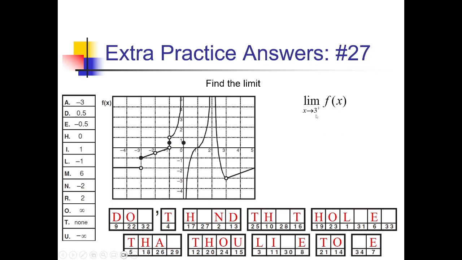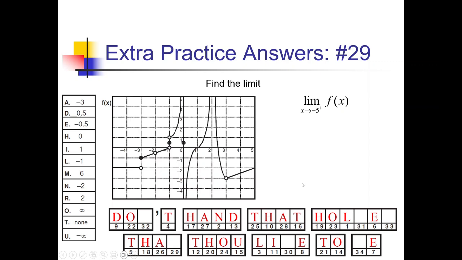The right-sided limit at x equals 3, as we come from the right side, we are again approaching negative 3. So that's A again, going in 27. The two-sided limit at 3, from the left and the right side, we're approaching -3 from both directions, so that's our two-sided limit. So A one more time in 28.